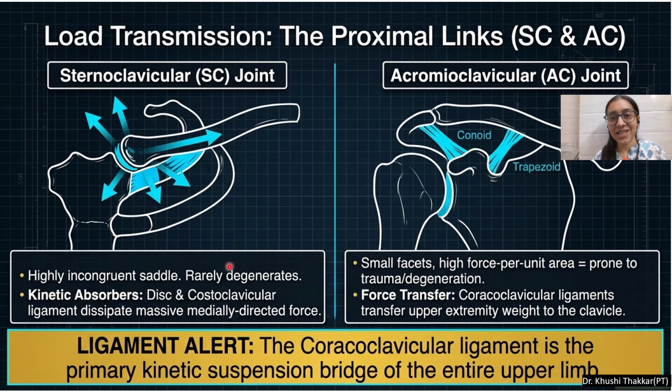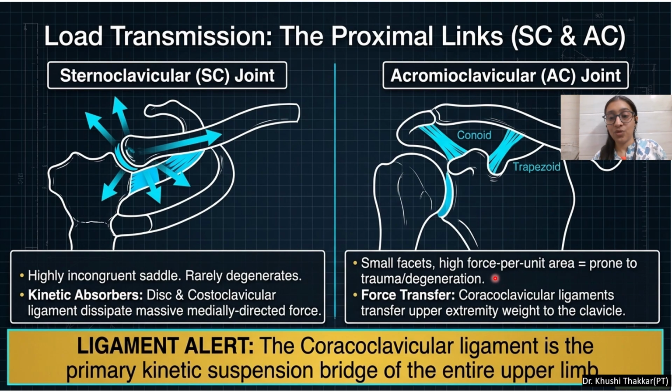Of course, there is the acromioclavicular joint which is there to take up these forces. Now here we know the articular surface has a plain synovial joint cavity with small facets and high force per unit area. Because the joint cavity is small, the entire pressure is going to be more. Therefore, it is prone to trauma and degeneration. Very important for your CET and your clinical practice. The acromioclavicular joint is one of the most common joints to undergo degeneration.